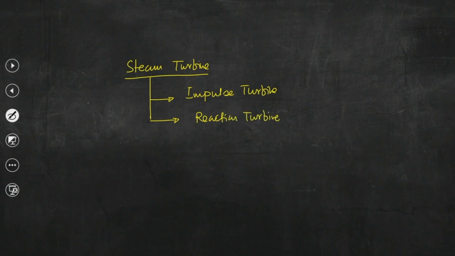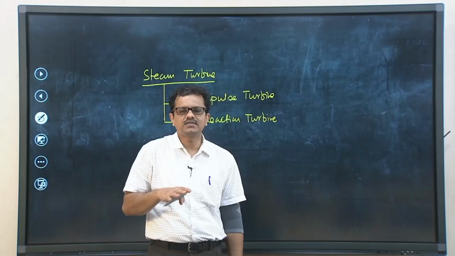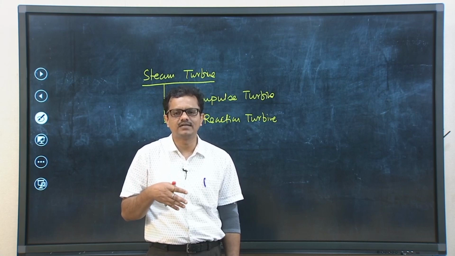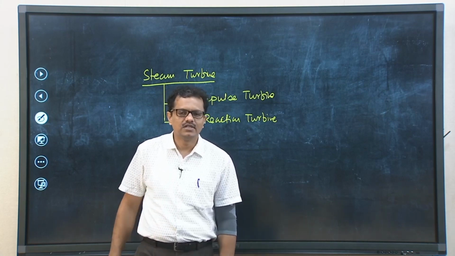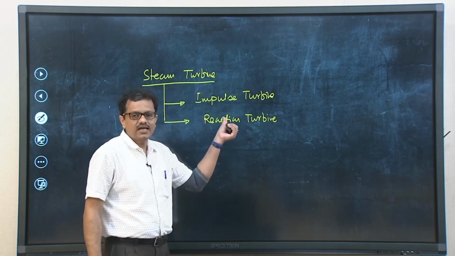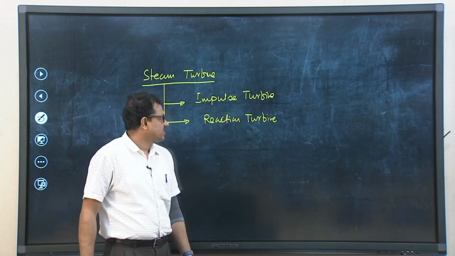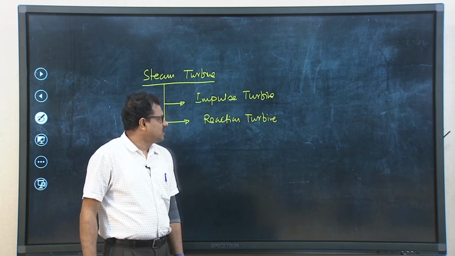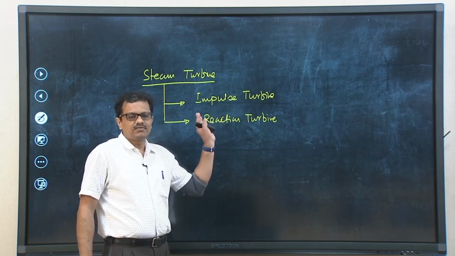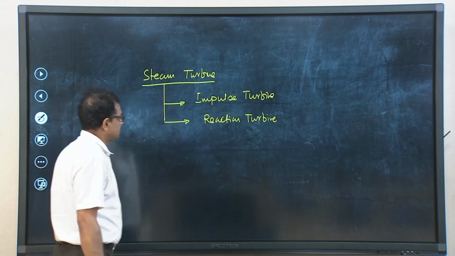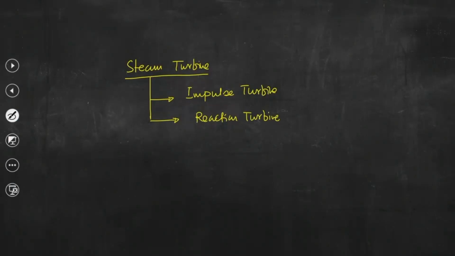If you have studied hydraulic machines, you also have studied that hydraulic turbines can be classified into impulse turbine and reaction turbine. Similar to that classification, we can also classify steam turbines into these two types. So, let us first discuss the impulse turbine.